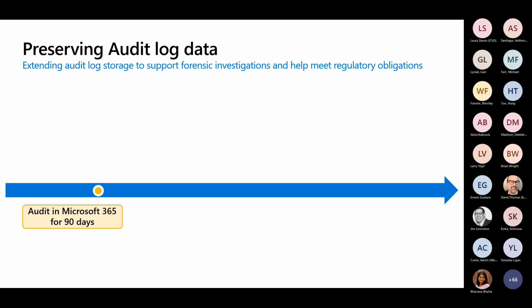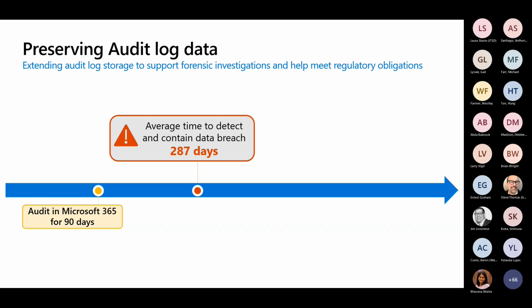Now, audit in Microsoft 365 by default includes retention for 90 days. What Audit Premium can do is allow you to retain these audit logs for up to 1 year. And that's very helpful because the average time to detect and contain a data breach is 287 days. Now, in some cases, that's not going to be long enough. So the optional add-on SKU can increase retention for up to 10 years.